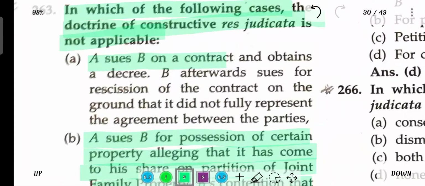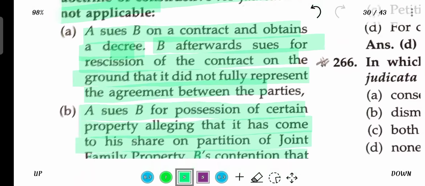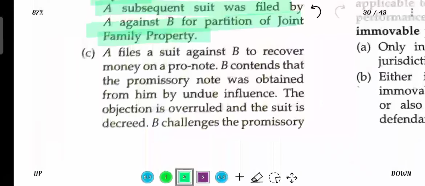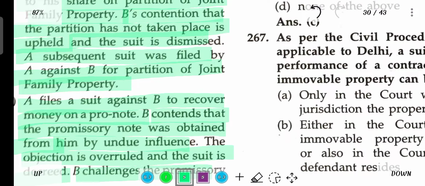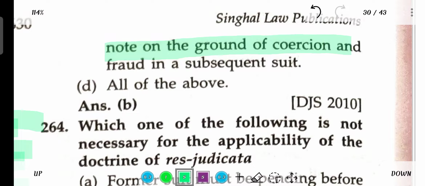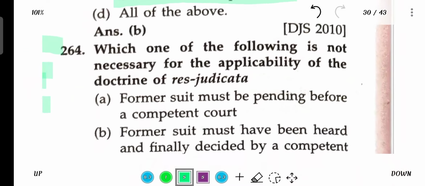A sues B for the contract and obtains a decree. B afterwards sues for rescission of the contract on the ground that it did not fully represent the agreement between the parties. A files a suit against B for the recovery of money on a promissory note. B contends that the promissory note was obtained from him by undue influence. The objection is overruled and the suit is decreed. B challenges the promissory note on the ground of coercion and fraud in a subsequent suit.